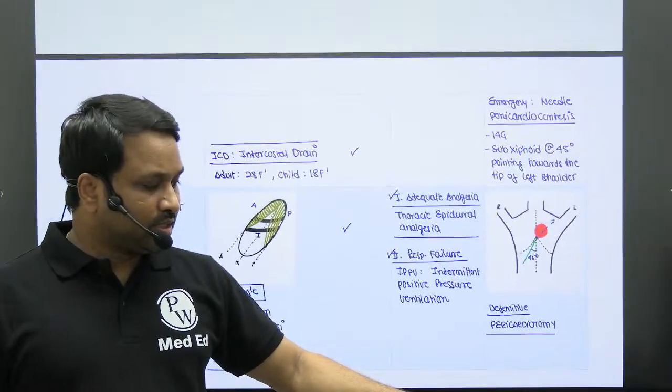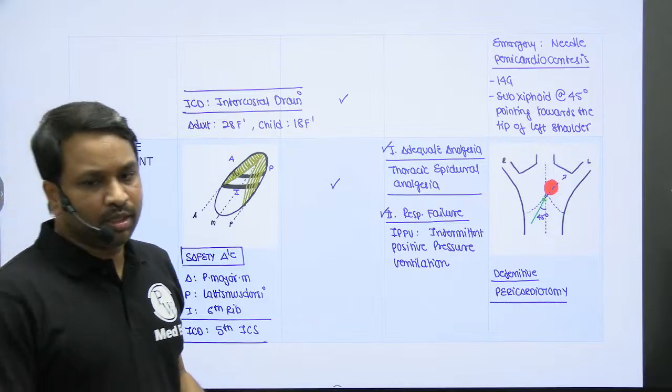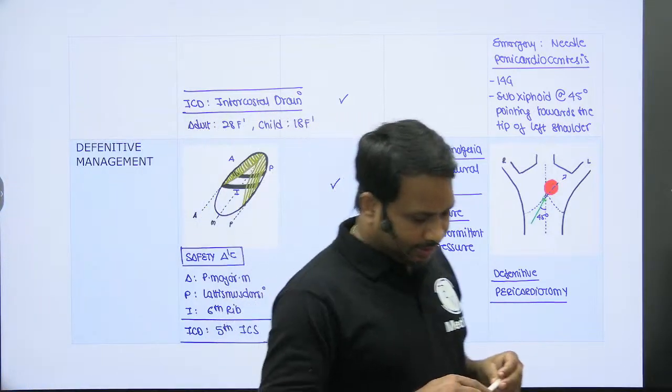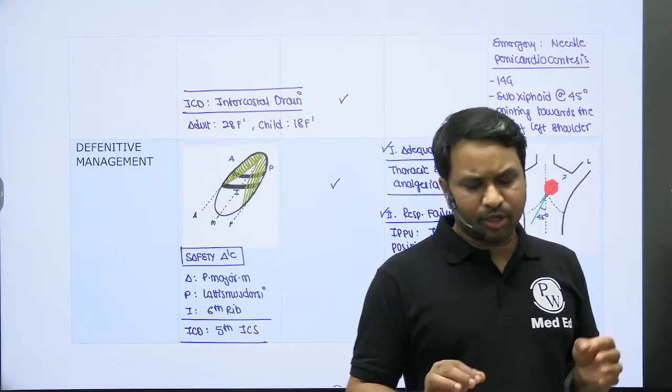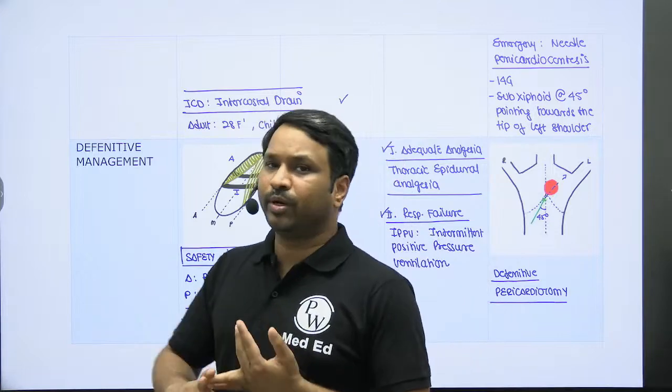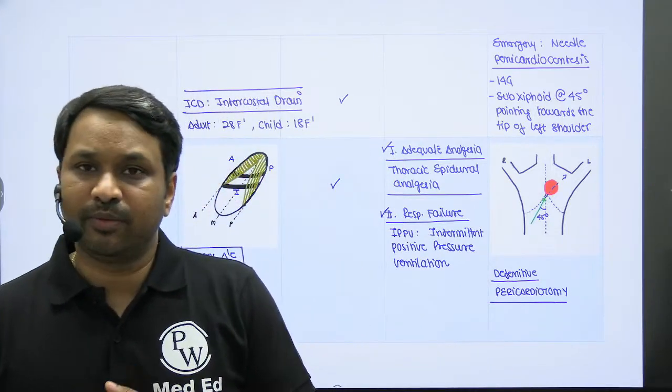So this is how you're going to manage your injuries in the chest, right? All these are important injuries. We covered tension, we covered open, we covered flail chest, and we also covered pericardial tamponade.